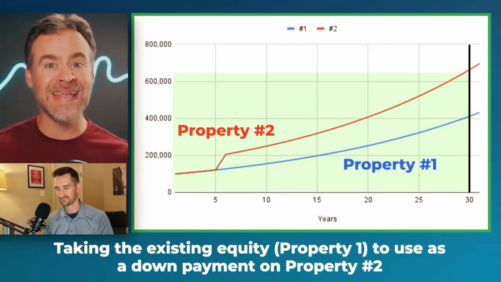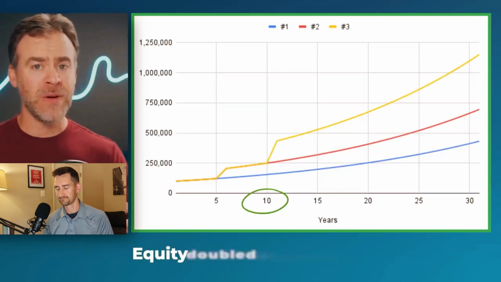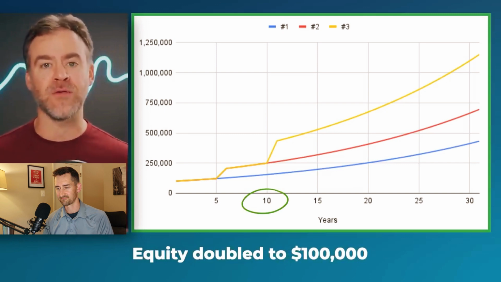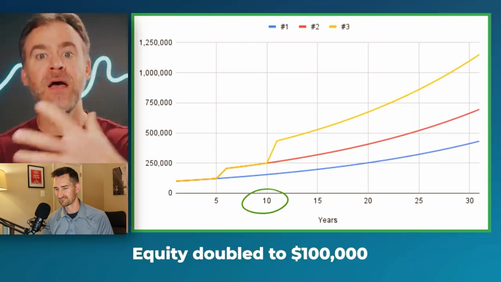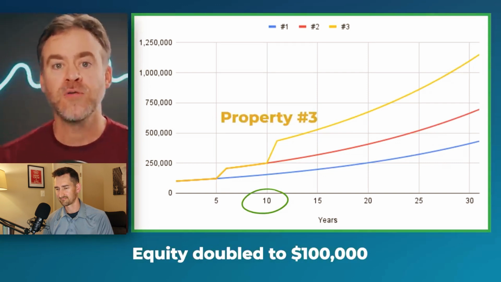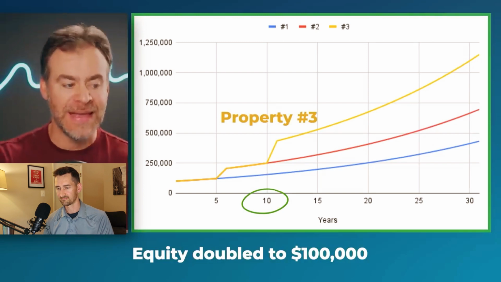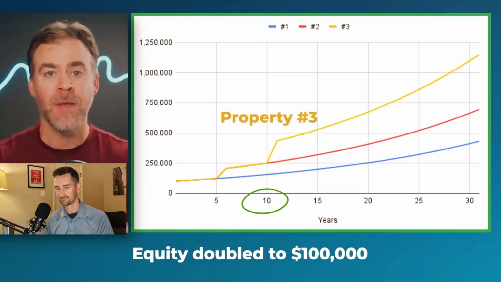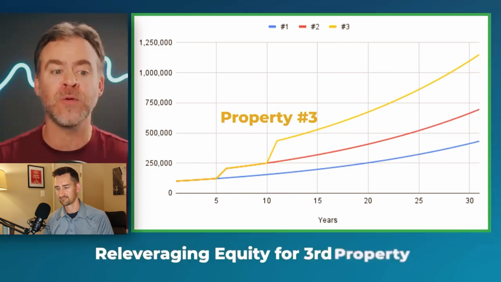Now let's do that again at the year 10 mark in this portfolio. Year 10, our overall equity has doubled from about $50,000 to $100,000 now. Now we're taking out some of the equity and we're gonna go buy another property, another door, so we have another rental in our portfolio. And now you can see that yellow line, it jumps up in year 10 in total property value. Again, because we took the equity out and used it as a down payment on a new rental property.